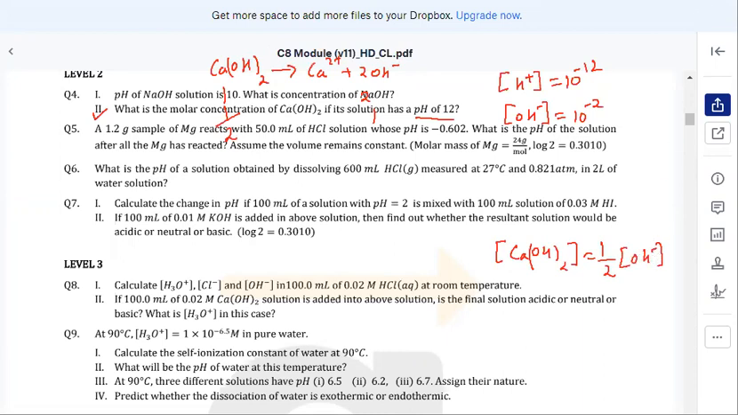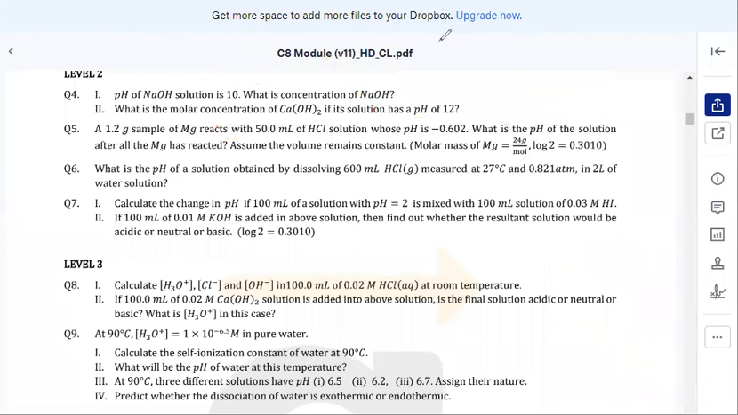Got it, everyone? So this is half into 10 to the power minus 2, which is 5 into 10 to the power minus 3 molar. That is your answer. Right, everyone? Got it? Easy? See, for strong acid and strong base, it is easy. You don't have to use any equilibrium concept.